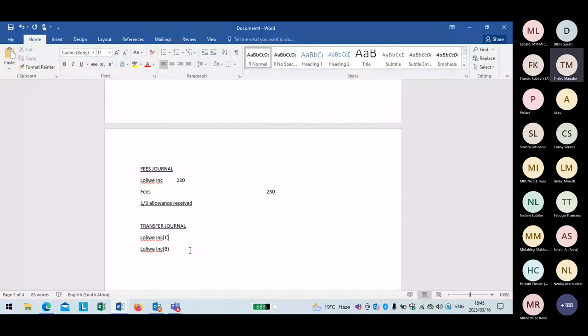Right, for the transfer journal, we will record Lolliway Inc. in trust, we debit how much? 230. And Lolliway in business, we credit 230. And the narration is transfer of fees. If you like, you can still say transfer of fees.